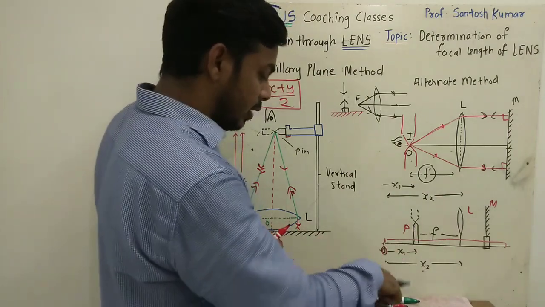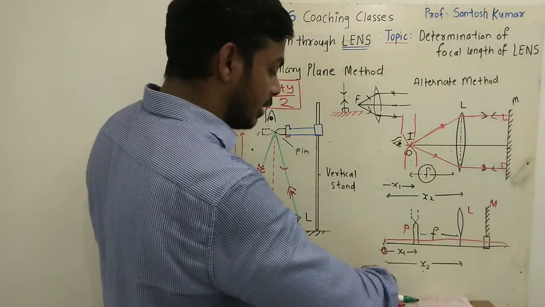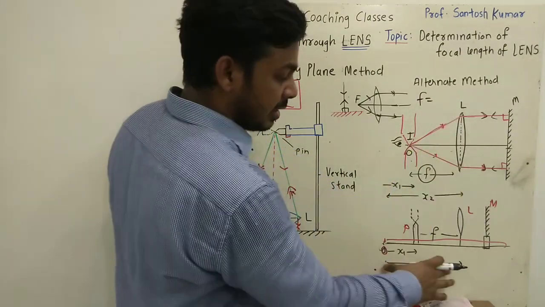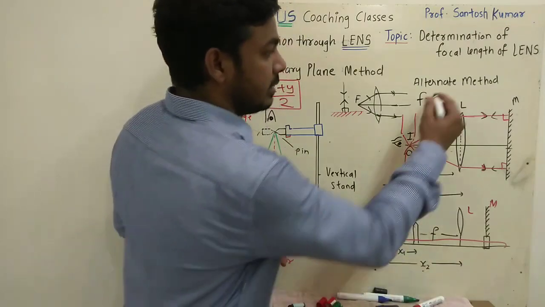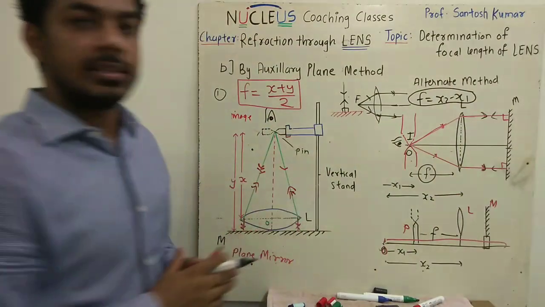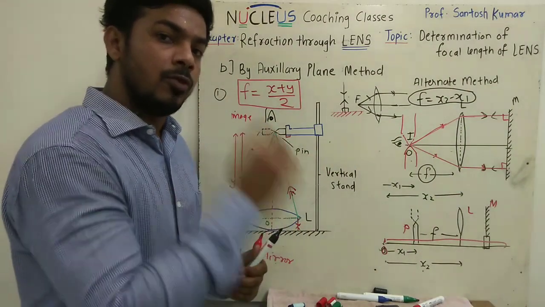So if I have the distance x1 of the pin from the 0 of the scale, and if I have the distance x2 of the lens from the 0 of the scale, the distance between the pin and the lens will be called the focal length of the lens. So to calculate the focal length of the lens in this case, I will simply do x2 minus x1. Calculating the value of x2 minus x1 will give you the focal length of the lens.